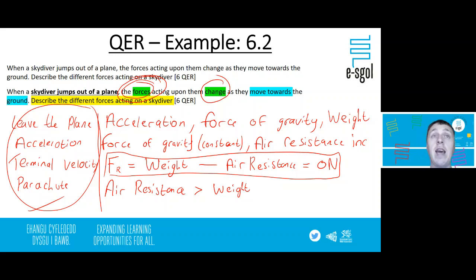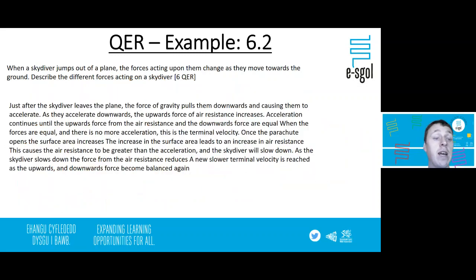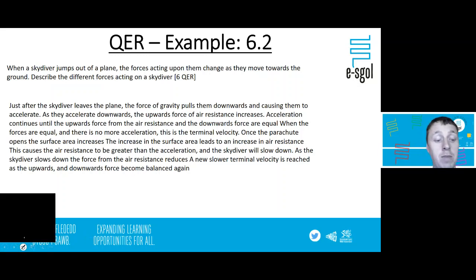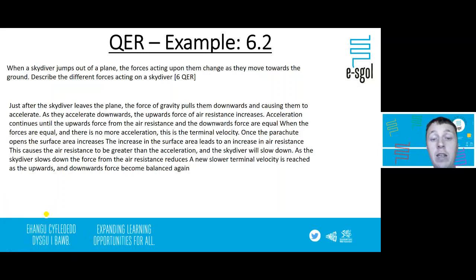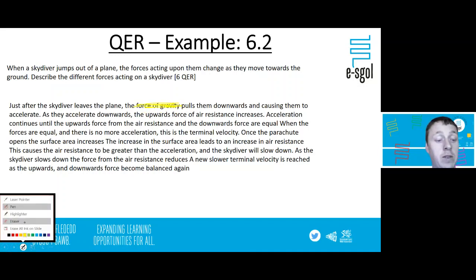So what we could do now is think if this strategy helps and works for you, we can look at the answer they were looking for, or the criteria or some of the content that made a good answer. So here's an example, a clear paragraph that says just after the skydiver leaves the plane, the force of gravity. So hopefully you're focusing here and you can see some of the keywords if we highlight them.